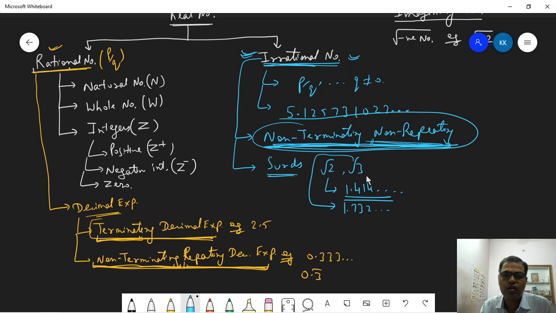So how can we identify the square root of what numbers are actually irrational numbers? Actually, the square root of non-perfect square numbers are irrational numbers.